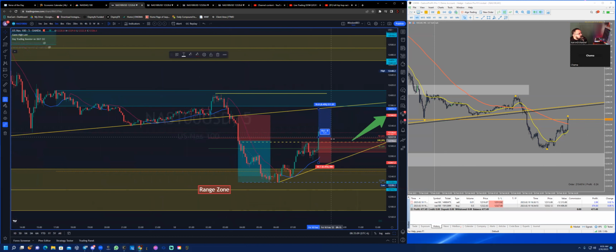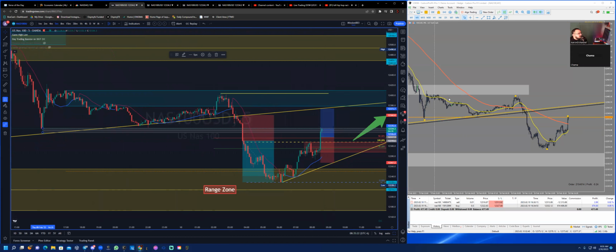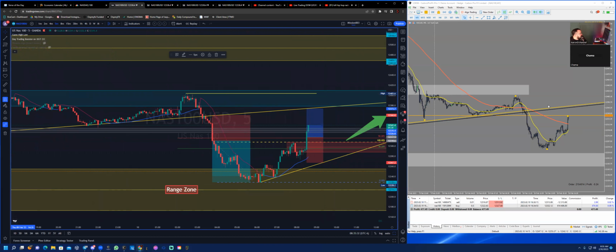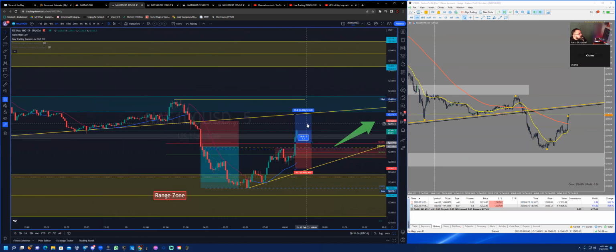I was really looking for some kind of reaction or rejection based on this level here that I had just looked left and saw. I wouldn't be interested in getting in anywhere here. I think our entry was the one that we were going to take. This definitely has the bullish momentum.